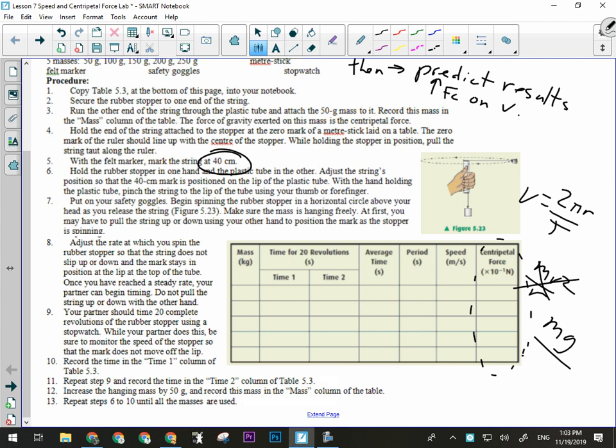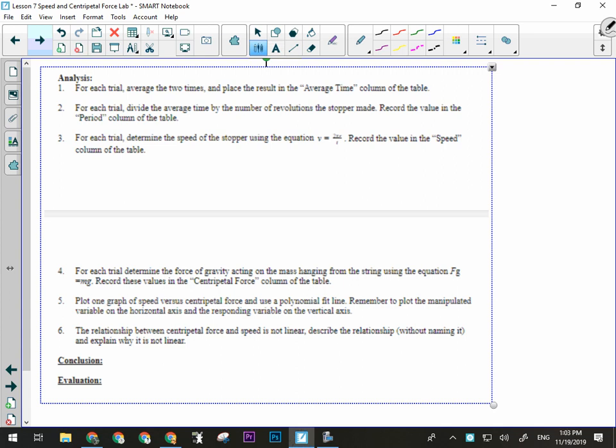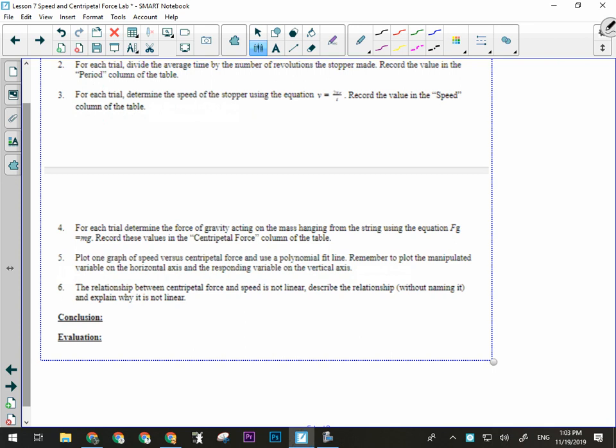So for our analysis, pretty straightforward. The first three are just filling in the table. For number 4, it tells you exactly what I just told you. Here's how you calculate FC. Then you're going to plot a graph of speed versus centripetal force. Again, remember to put your manipulated variable on the x and your responding on the y. Sorry, you're only going to do one graph. And use a polynomial fit line. So when it says trend line, and you click on that, you're going to want to use polynomial, not linear. Everybody follow me there?